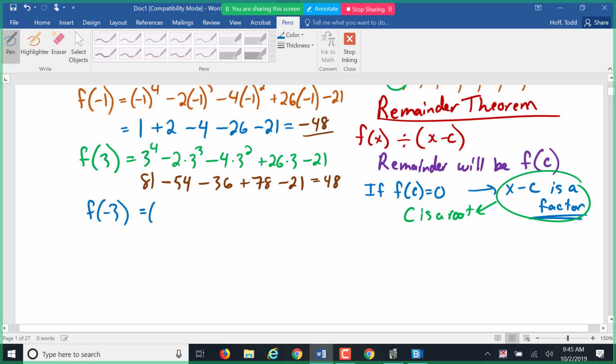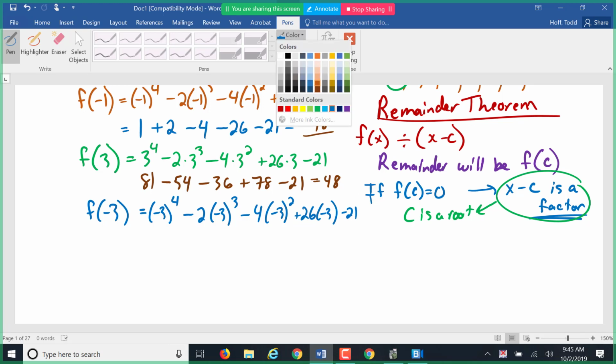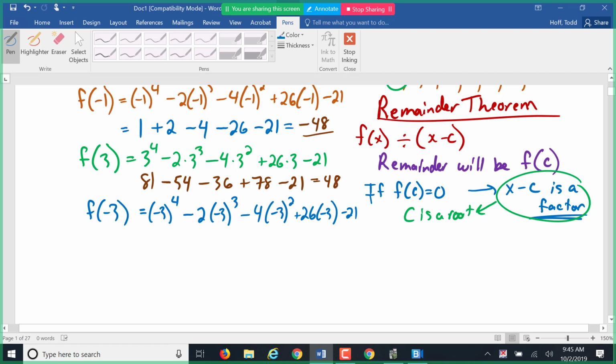f of negative 3, that'll be negative 3 to the power of 4, minus 2 times negative 3 to the third power, minus 4 times negative 3 squared, plus 26 times negative 3 minus 21. Well, negative 3 to the fourth power is still 81. Negative 3 to the third is negative 27 times negative 2 is a positive 54. Negative 3 squared is 9 times negative 4 is a negative 36. 26 times negative 3 is a negative 78, and then minus 21.